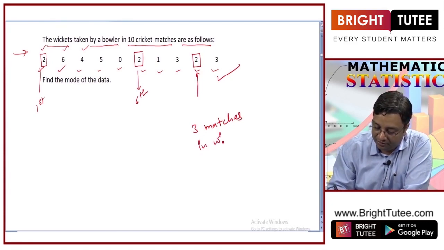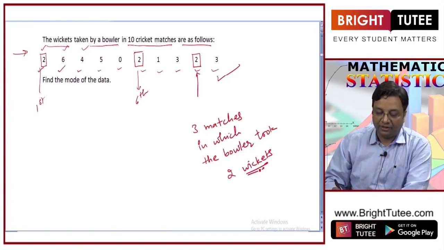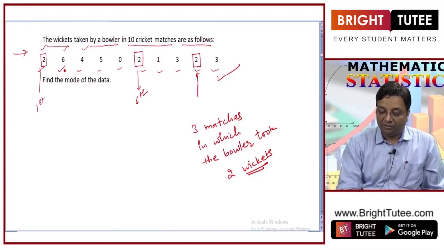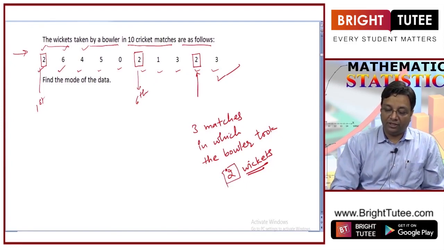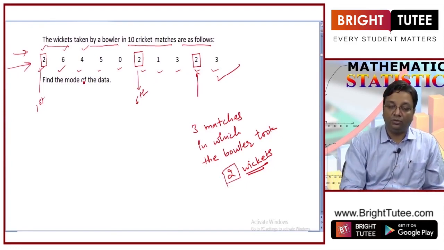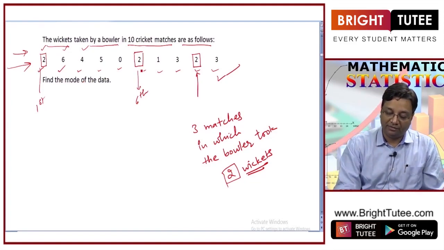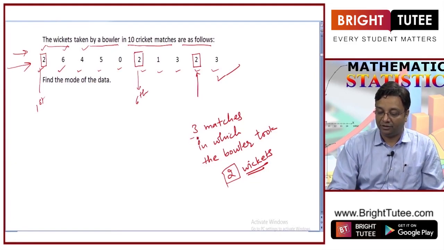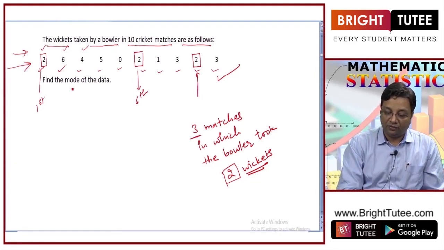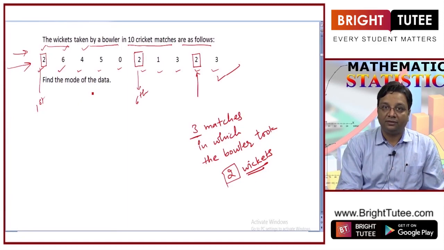in which the bowler took 2 wickets, right? And the rest of the numbers, if you see, are not more than this 2. What I mean to say is that if you look at this data, 2 appears the maximum number of times, that is 3 times, right? So what is the mode of this data?